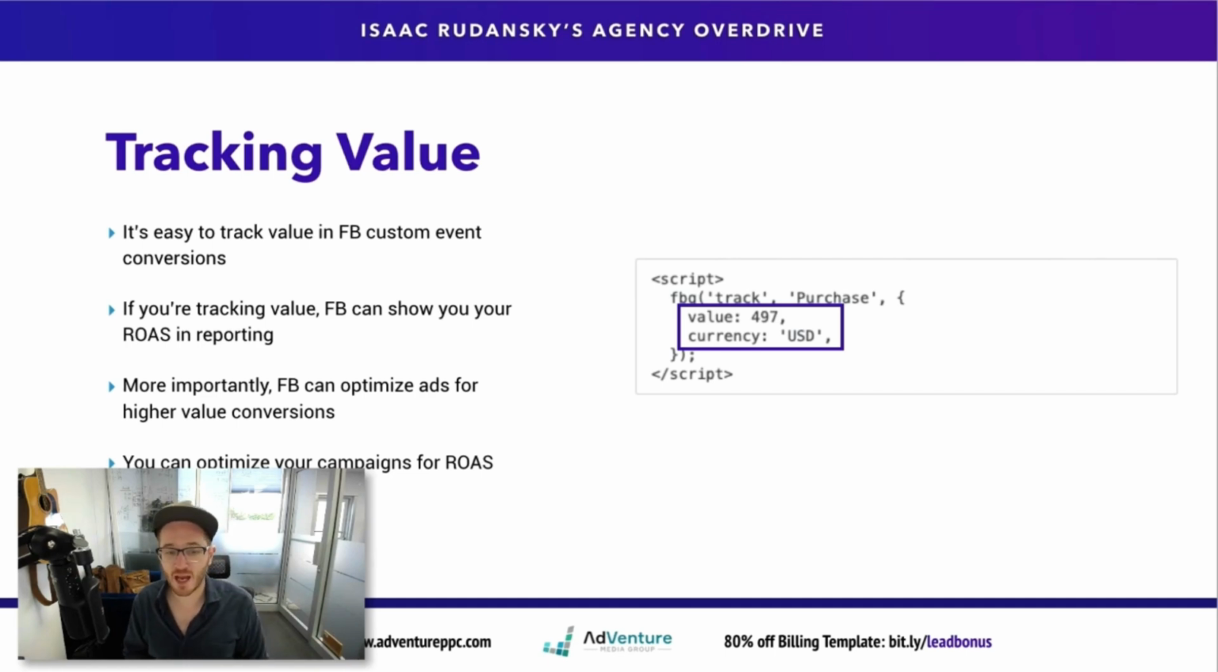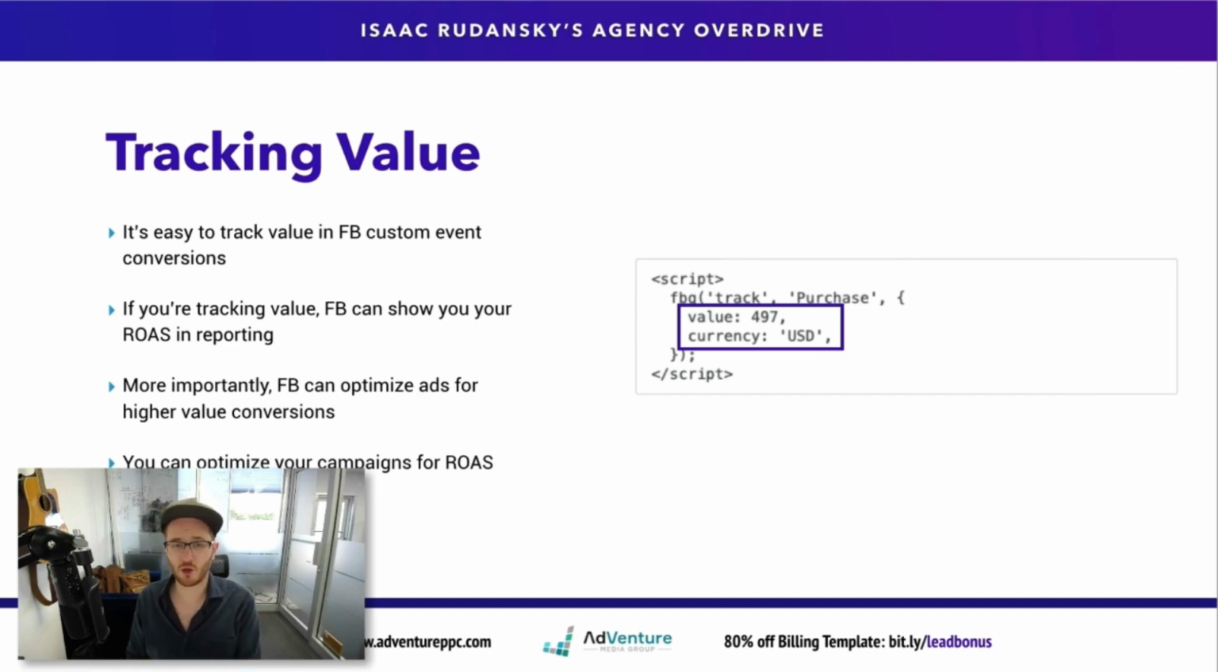You can optimize your campaigns for ROAS as well. So you could set budget optimization and campaign optimization if you're running paid Facebook ads to specifically optimize for higher value conversions. But of course, you have to be sending that value back into Facebook through your conversion tag that Facebook gives you. And again, you could add value.